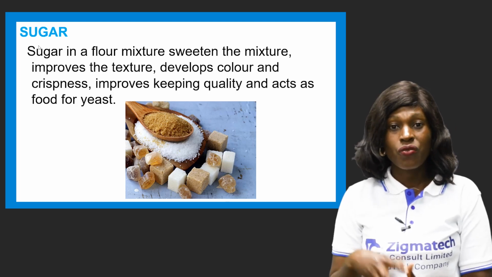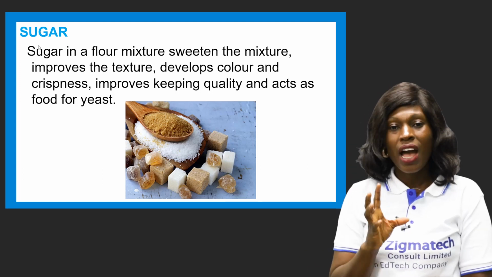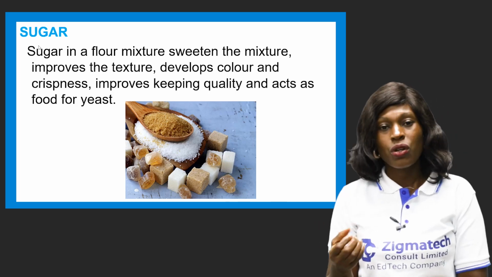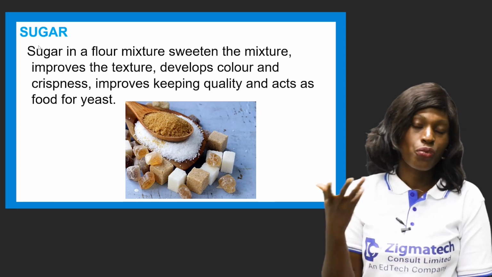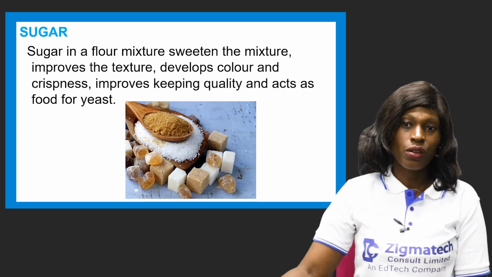Now, sugar can actually improve the keeping quality. You can keep it for a longer period of time, and the sugar is also what helps the yeast to prove. When you have sugar in the product, it helps the yeast to prove faster. So that's what sugar does too in the baking process.